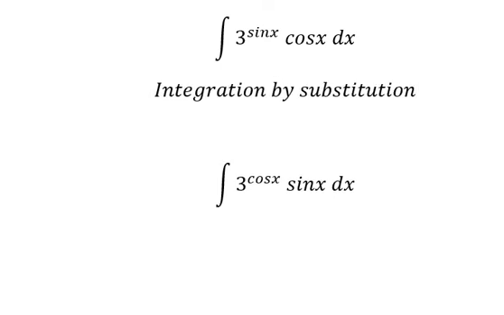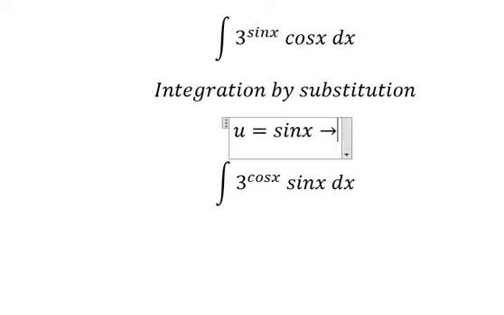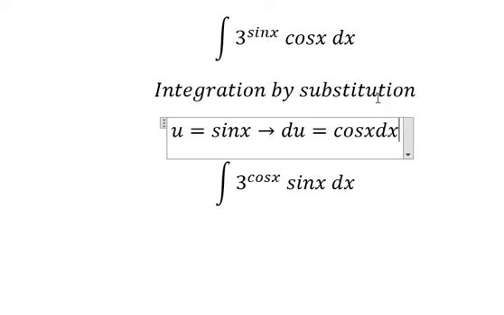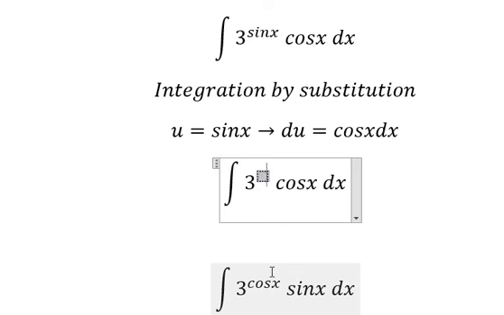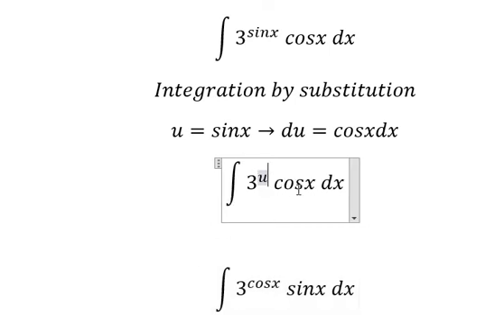So I will put u equals sin x. Later we do first the derivative for both sides, and we have du equals cosine x dx. Next, this one we change by u, and cosine x dx we change by du.